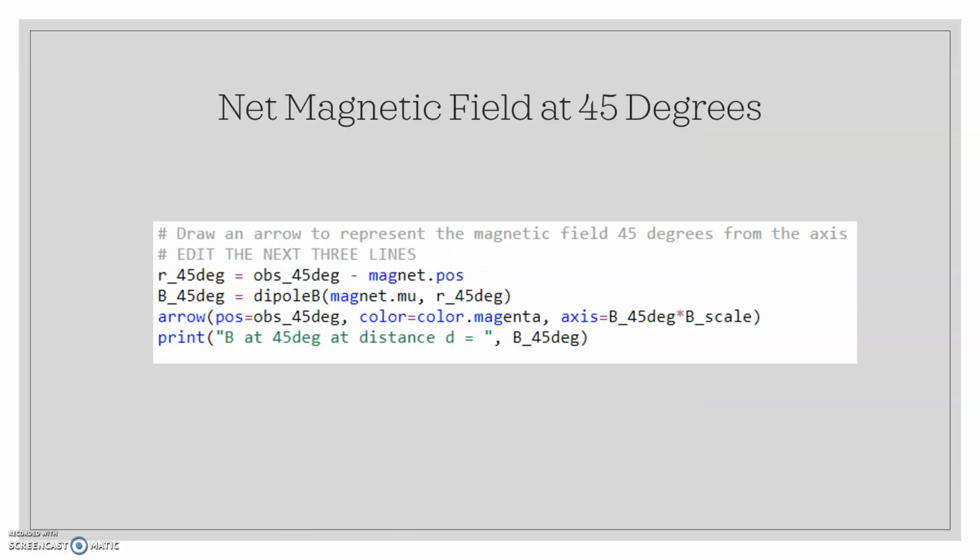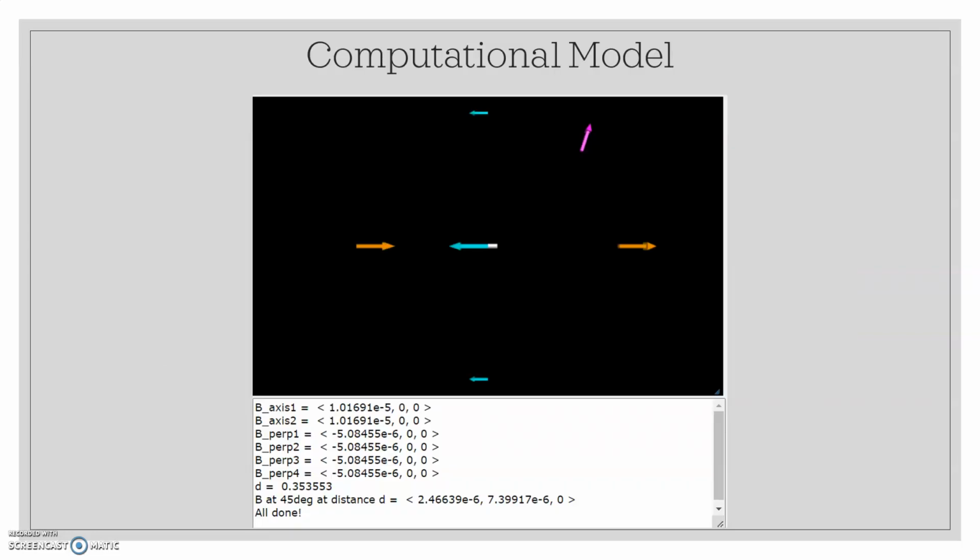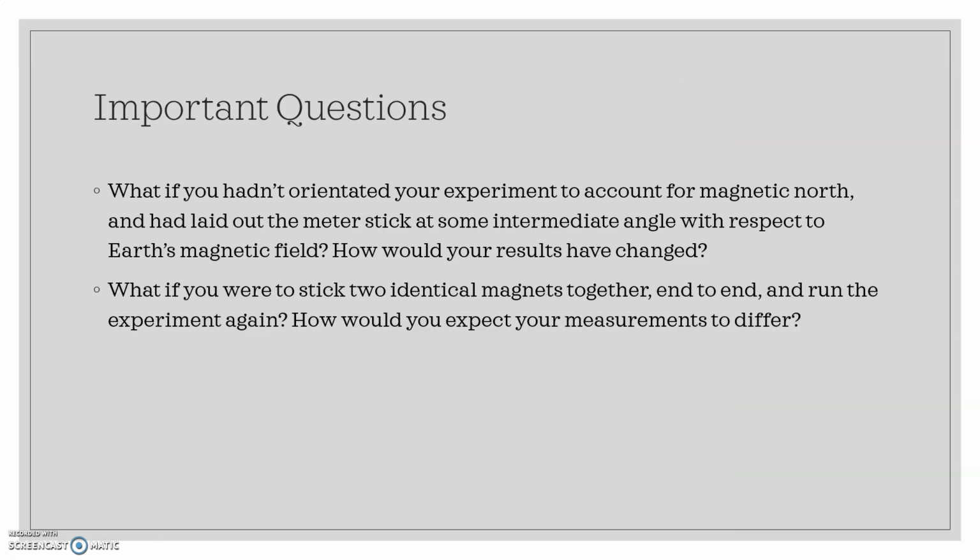Moving forward, this is the net magnetic field at 45 degrees, which is honestly a little bit annoying to calculate, but anyway, this is the computational model. Again, the scale I used was 10,000, so it could have been a little bit bigger, but I think I'm going to live with it. And so what we get is this model right here.